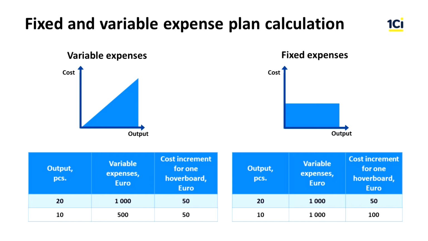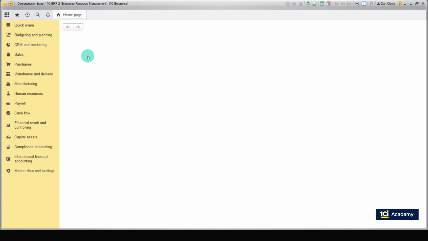To handle such situations, once ERP introduces distribution of expenses under the expense item according to the share of the expenses per batch. Information about shares is obtained from historical data. Now let's get to the practical part of the lesson. First, we need to set up production expense standards.